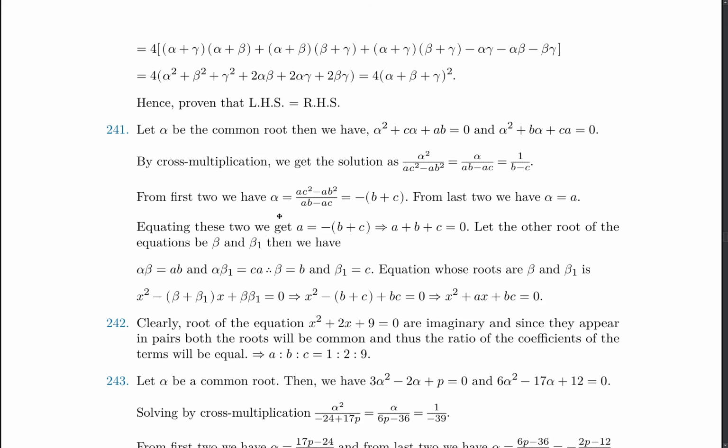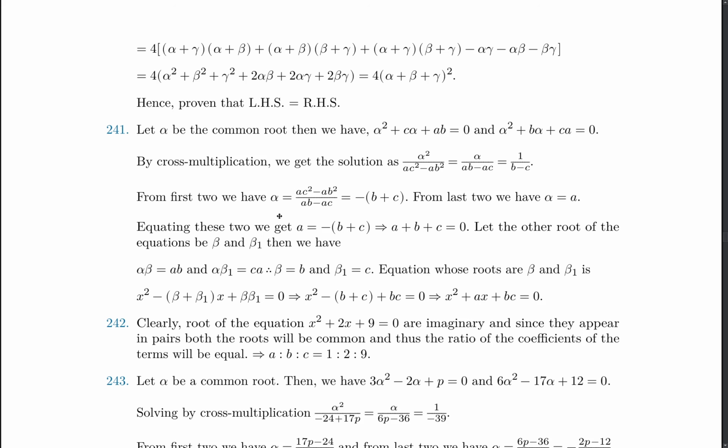Question 242 says that if a, b, c are real numbers and the equations ax square plus bx plus c is equal to 0 and x square plus 2x plus 9 is equal to 0 have a common root, show that a is to b is to c is equal to 1 is to 2 is to 9.